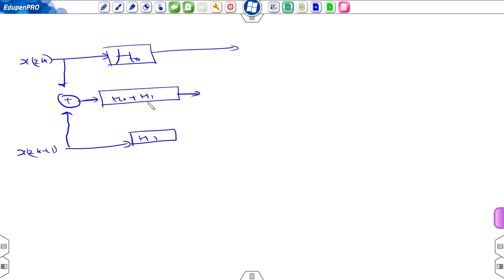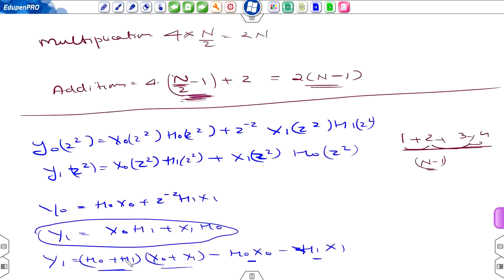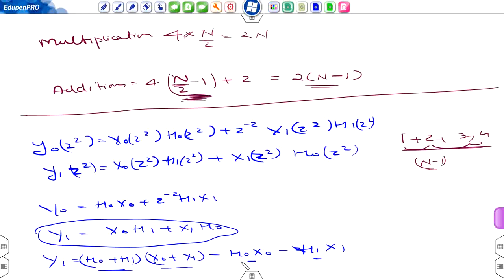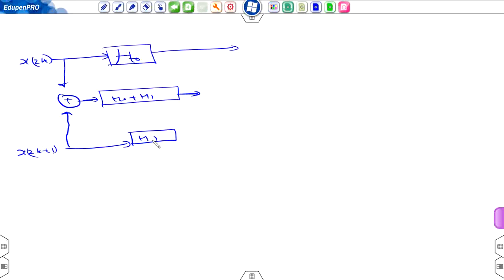Okay, so h0 plus h1 dot x0 plus x1 is generated at this point, and we have to subtract h0 x0 and h1 x1. Okay, so h1 x1 is the output of this filter that we will subtract from this. This will perform the minus operation, and further we have to subtract x0 h0, so one more adder and subtract operation, and this output will be y of 2k plus 1.